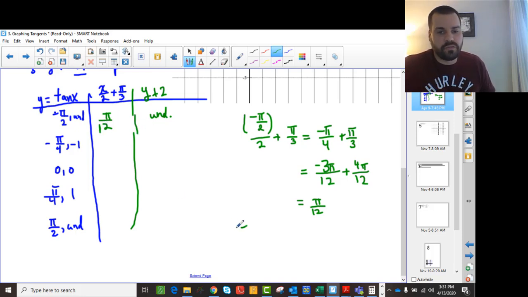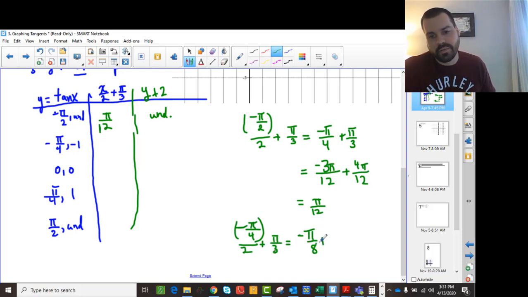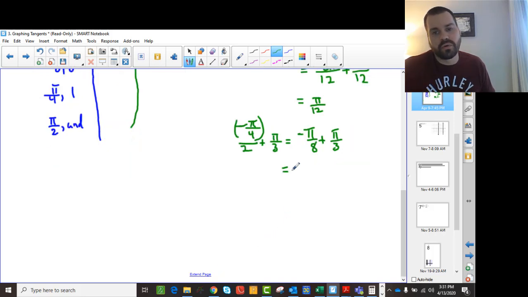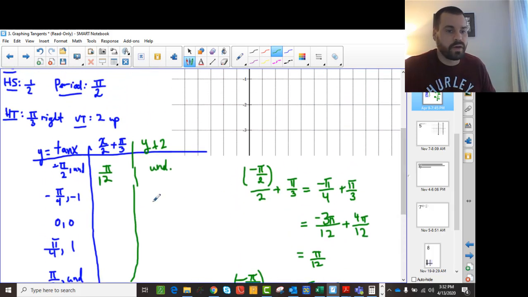Then we're going to go minus pi over 4. So we're going to minus pi over 4 divided by 2 plus pi over 3. So I get minus pi over 8 plus pi over 3. And that's going to make me go over 24. So I'm going to get minus 3 pi over 24 plus, and then pi over 3 is 8 pi over 24. So that's going to give me 5 pi over 24. Okay, so I'm going to go back up here and put 5 pi over 24. And then minus 1 plus 2 is 1.